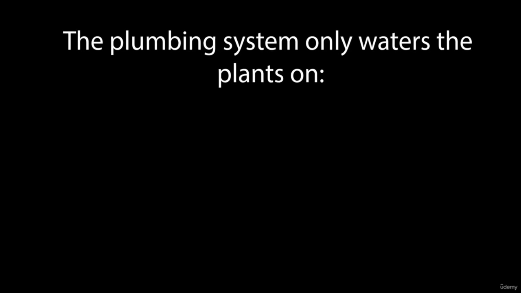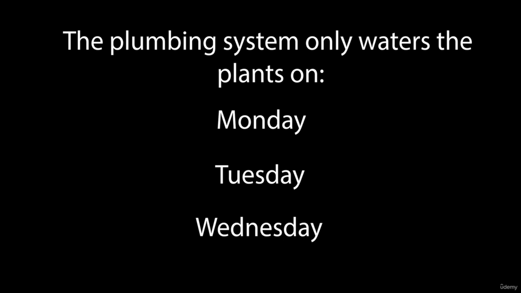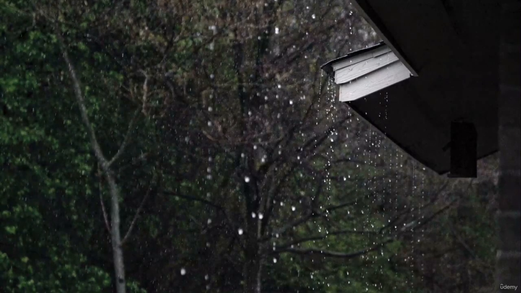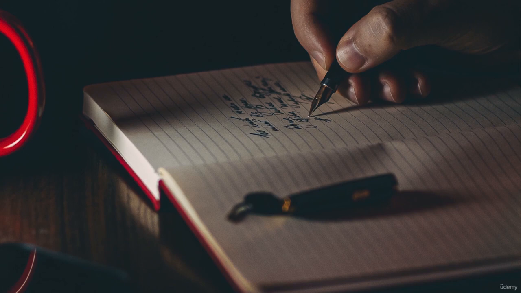The plumbing system only waters the plants on Monday, Tuesday, and Wednesday, as prize-winning flowers only need to be watered 3 days a week. The water is channeled directly from the rainfall of that day, which means that the amount of rain on a given day is what is inputted into the plumbing system. At this point, if you feel the need, you may want to take out some paper and pen for notes, as we are about to go into some figures.